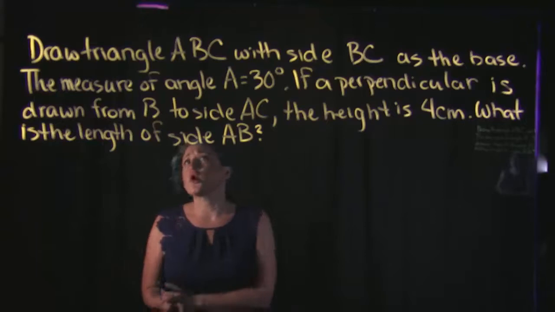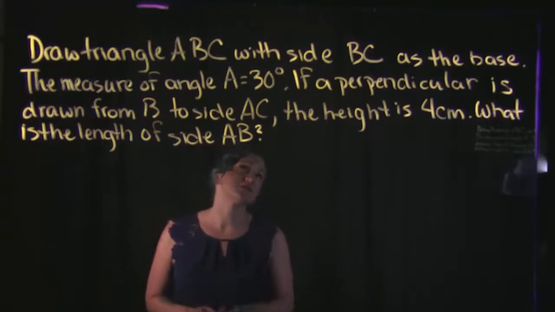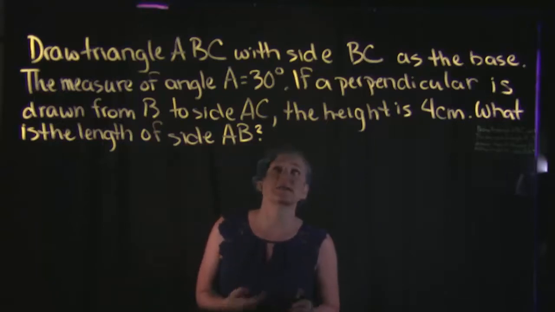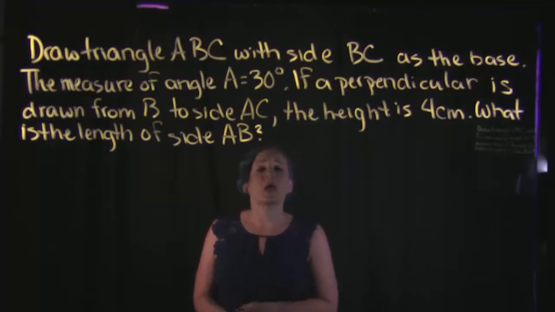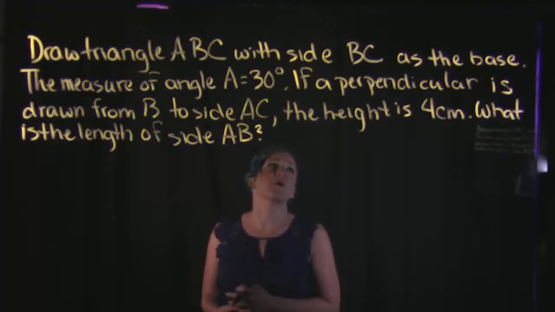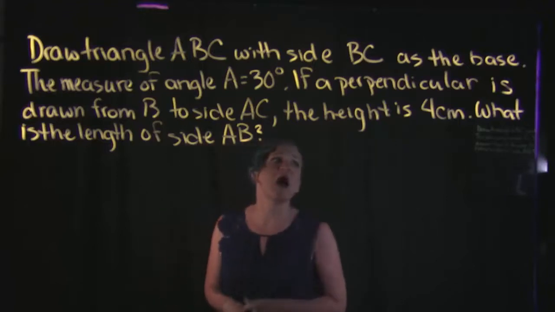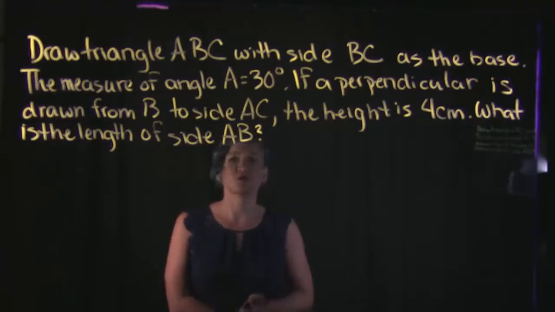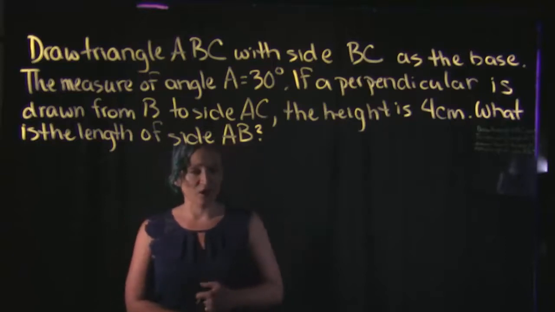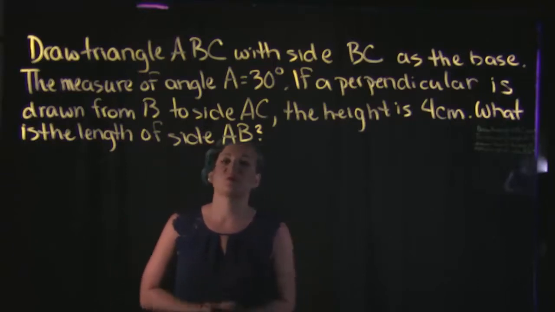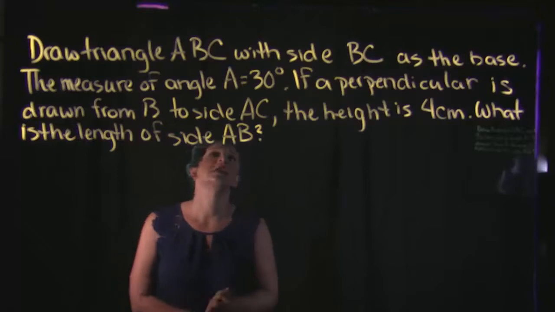This one says to draw a triangle ABC with the side of BC as the base. The measure of angle A is 30 degrees. If a perpendicular is drawn from B to side AC, the height is 4 centimeters. What is the length of side AB? So we're finding the length of one of these sides.